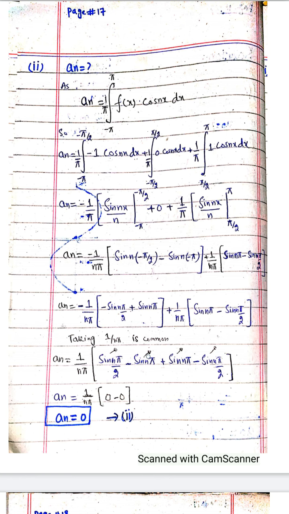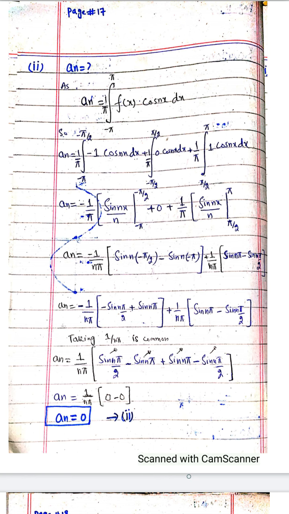If we multiply this with this, we will get minus sin n pi divided by n pi. Now you will see this is positive and this is negative, so they cancel each other, and this is negative and this is positive, so they will cancel each other. So aₙ is equal to 1 over n pi times 0 minus 0, aₙ is equal to 0. This is my second equation. aₙ is also equal to 0.